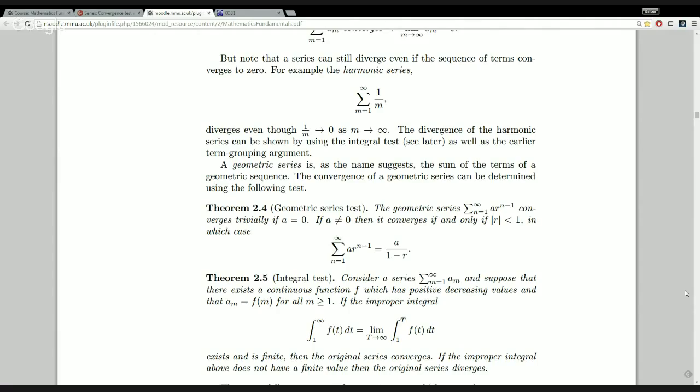So if this one is going to come to a limit, so will this one. But if this one diverges, then so will this one. Okay? Having a constant difference between the two doesn't affect convergence or divergence.